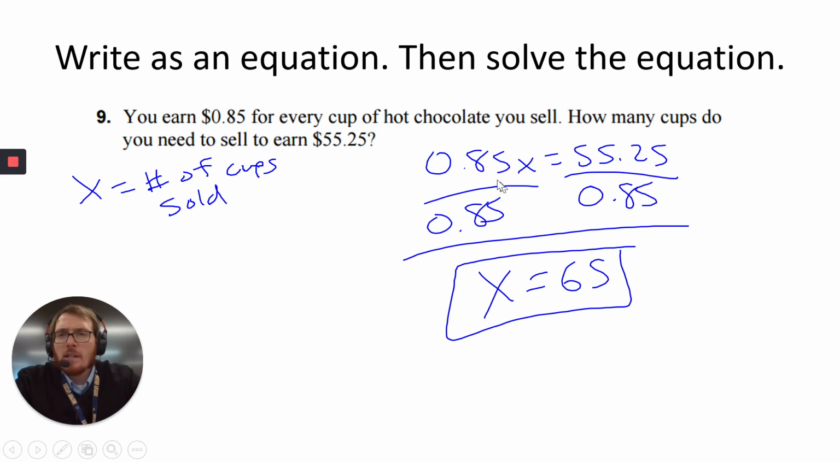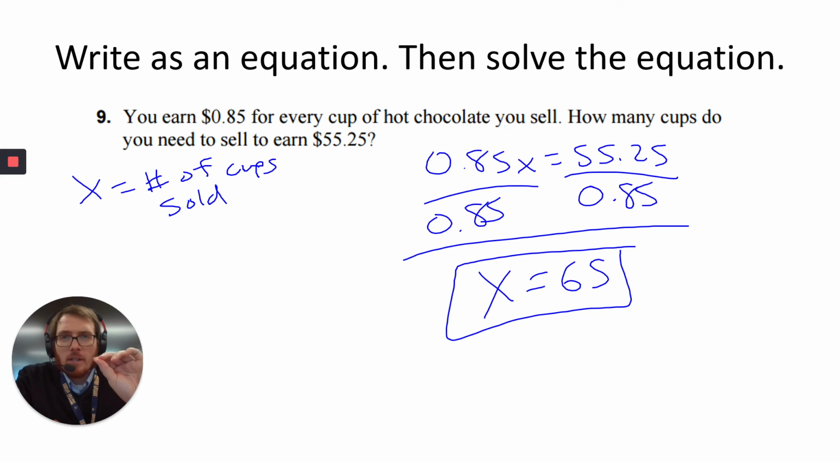Some word problem situations. You earn 85 cents for every cup you sell. How many cups to earn so much money? So anytime you have this scenario, it's like price per something times how many you sold equals the total. Notice here I put x equals the number of cups sold. That should be your first step. Define the variable. And then 0.85 times x equals the total. Divide by 0.85 on both sides and get this, 65.